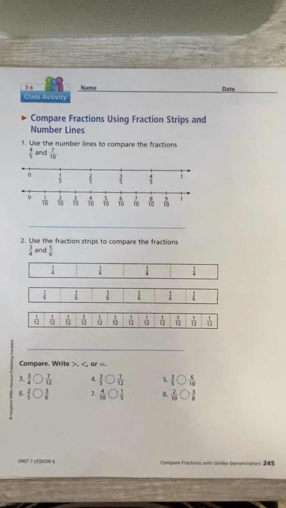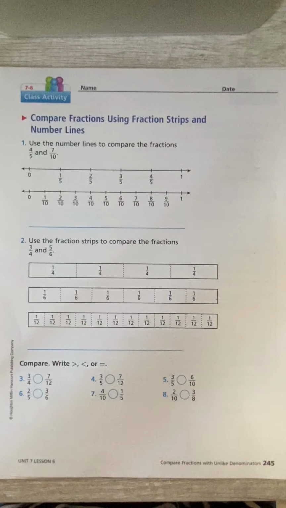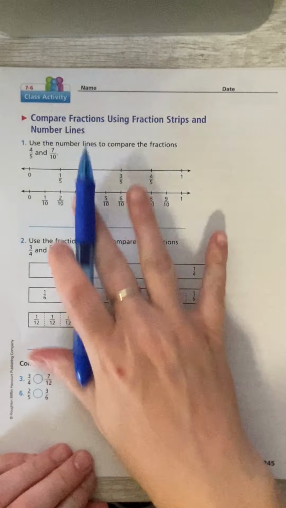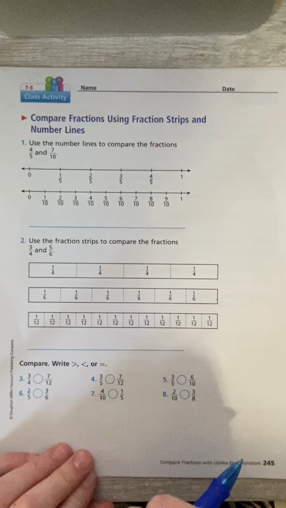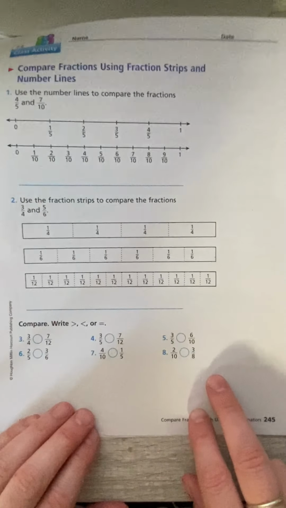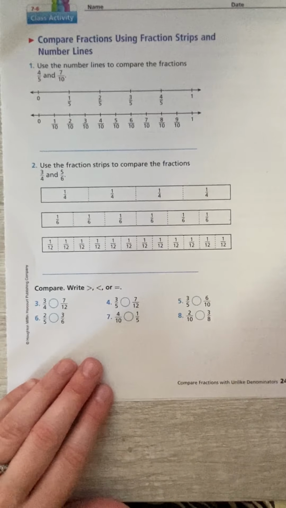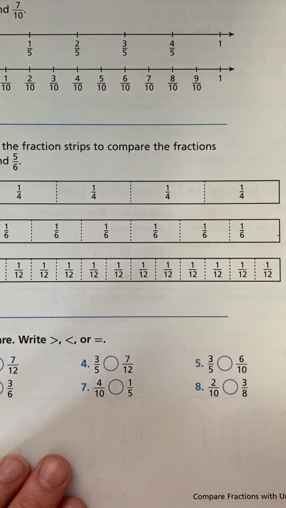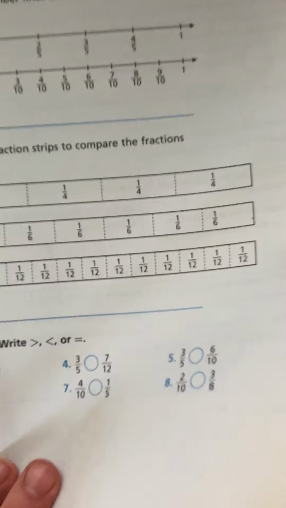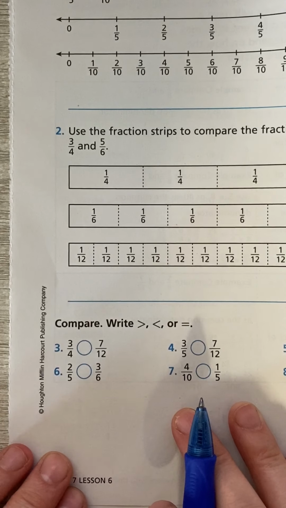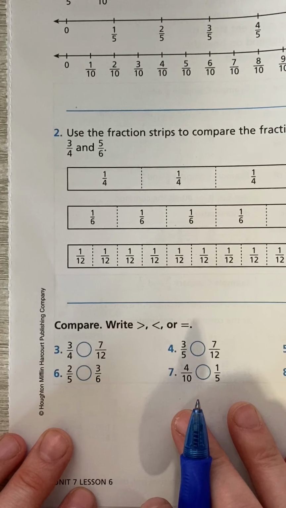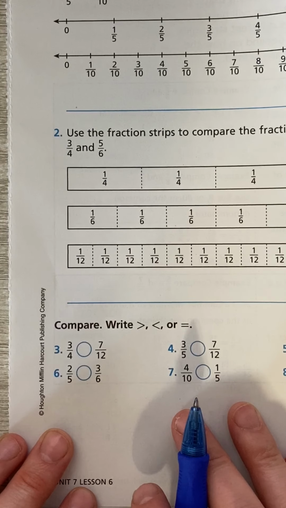Okay, so we're going to use these workbook pages, but we're not going to use them quite how they're intended to be used. We're going to use them more for just the practice problems. So at the top of page 245, it does say we're going to compare using fraction steps and number lines. We're going to pass by that, and we're going to jump to doing the math. So you can jump down to number 3. So you're going to see 2 kinds of problems, okay?